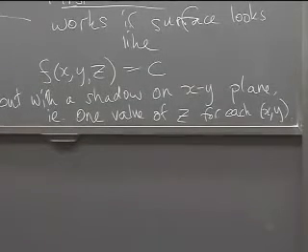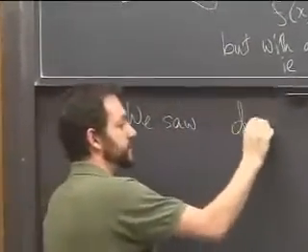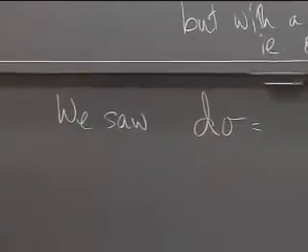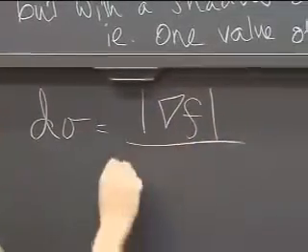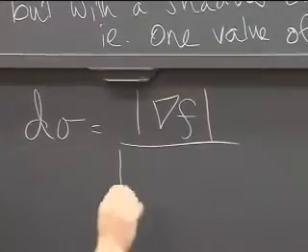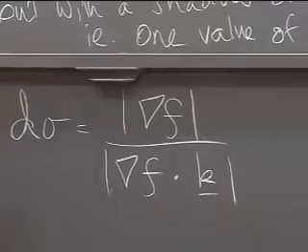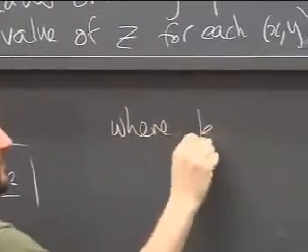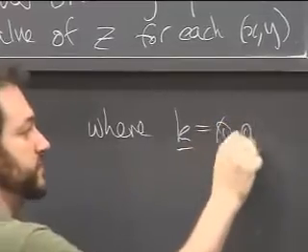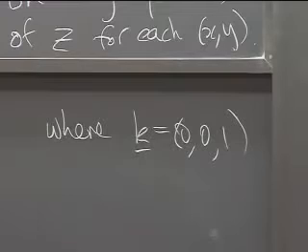And what we saw last time is that there's a formula for d sigma, which is grad f over grad f dot k, where, just to remind you, k is the unit vector in the z direction, 0, 0, 1. So we have i, j, and k. The k is that special vector.